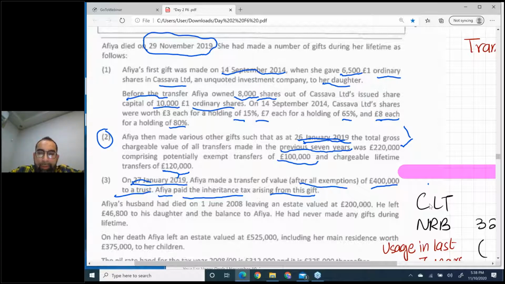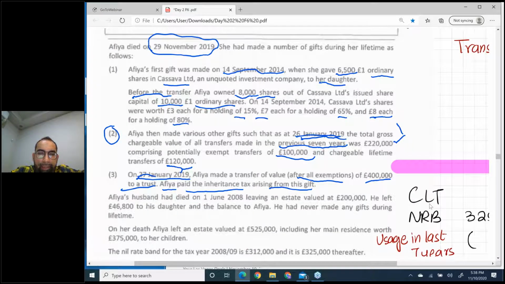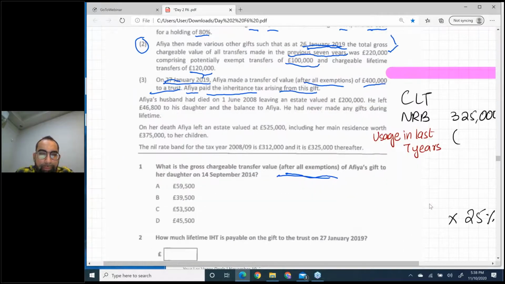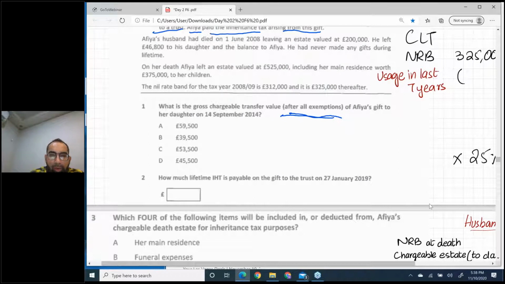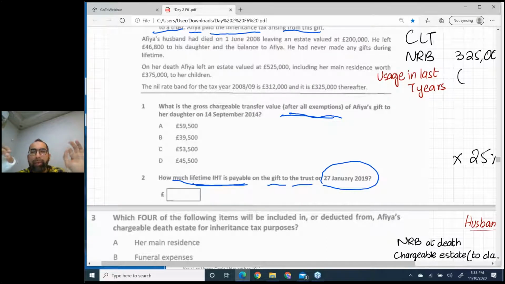Let's read the second requirement. How much lifetime IHT is payable on the gift to the trust on 27 January 2019? If you go slow, you will understand. Listen.